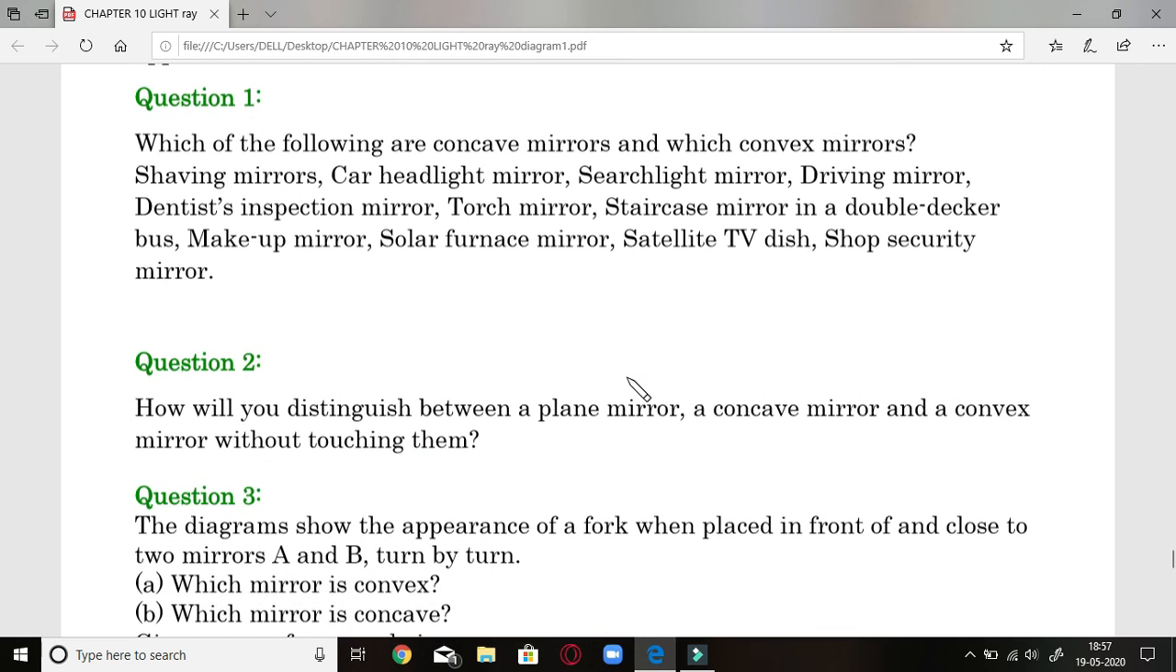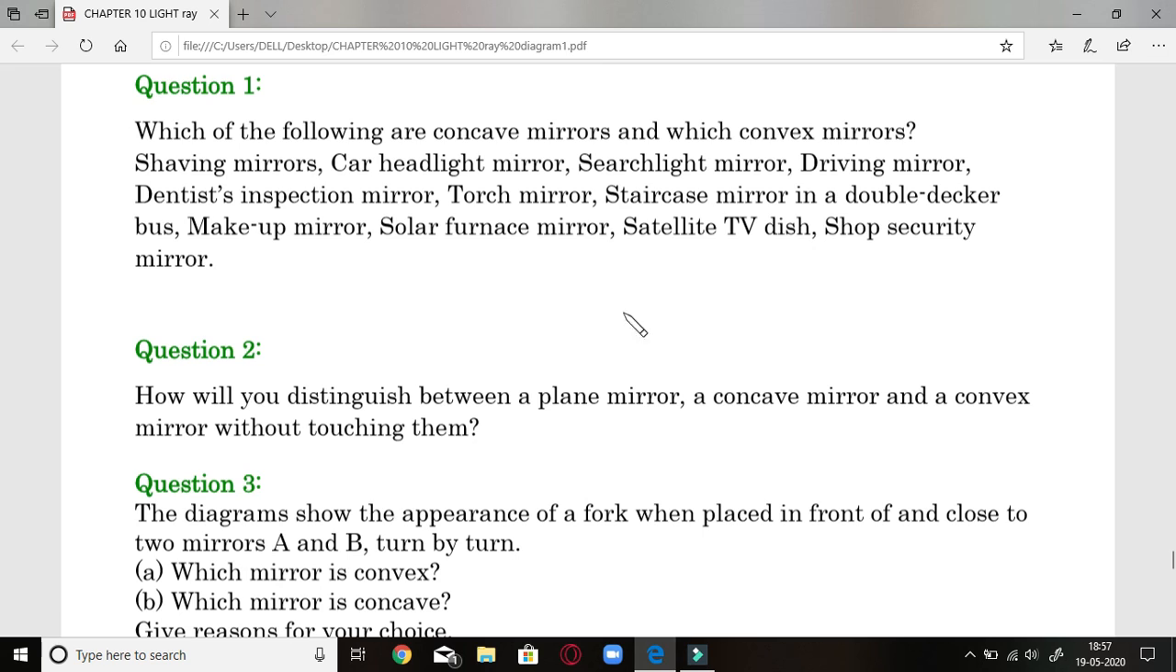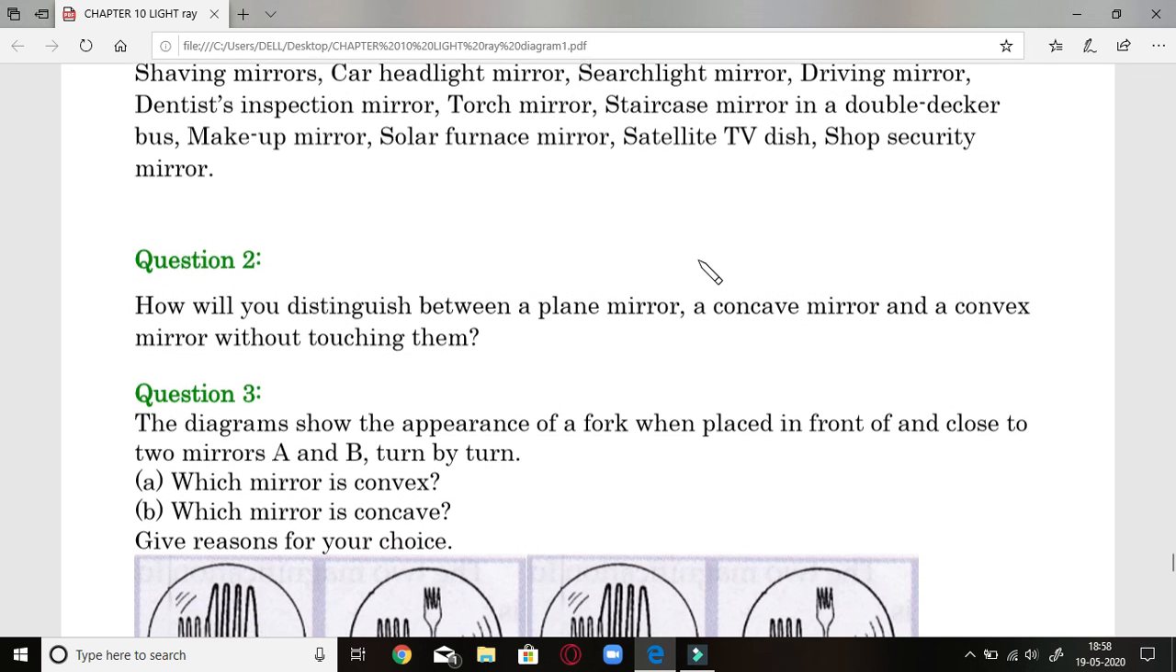Students, let us see some questions for you. The first question is, I have selected for you, which of these mirrors are used as a concave mirror or convex mirror: shaving mirror, car head mirror, searchlight mirror, driving mirror, dentist inspection mirror, torch mirror, staircase mirror in a double-decker bus, makeup mirror, solar furnace mirror, satellite TV dish, shop security mirror. So try to find out yourself. Okay, by looking at the various diagrams I have shown you, try to find it out.